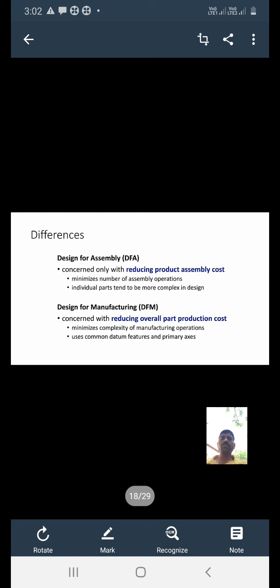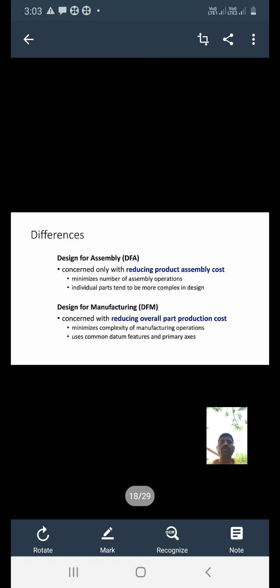Then what is the difference between assembly and manufacturing? Design for assembly is concerned only with the reduction of the product assembly cost. Whatever may be the cost of the product, that cost will be reduced in the design for assembly. Also we can minimize the number of assembly operations with the help of DFA. Also individual parts tend to be more complex in design. These three things you should remember.